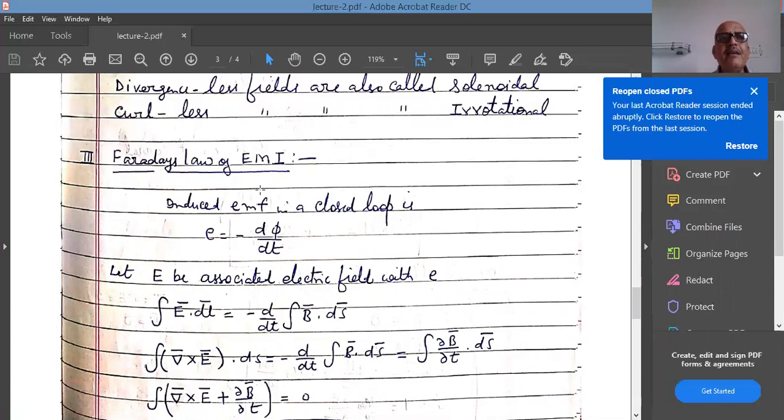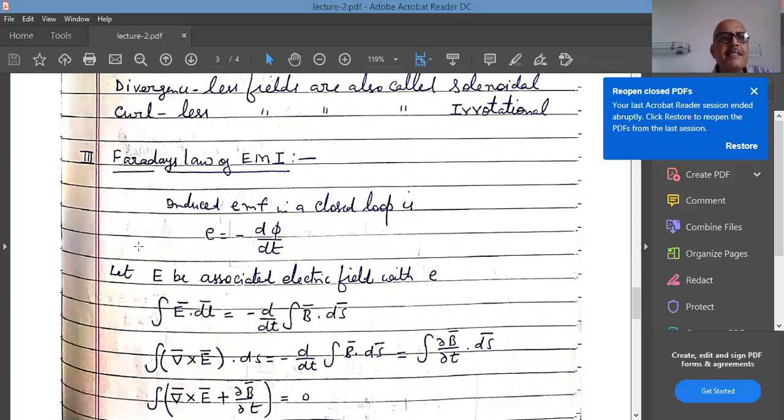And you must have read that whenever there is a change in flux associated with an area element, if the flux changes, there is an induced EMF, and the induced EMF associated with a closed loop is given by the rate of change of flux, always opposite to the cause, that is given by Lenz's law. That is why we write e equal to minus d phi over dt. Here e is the induced EMF.